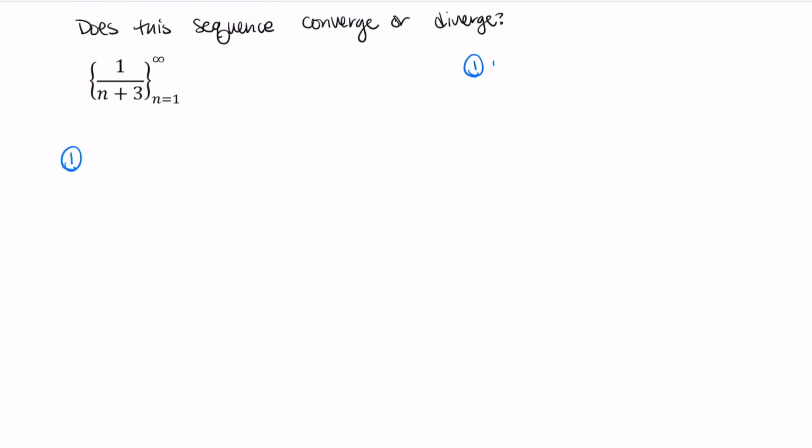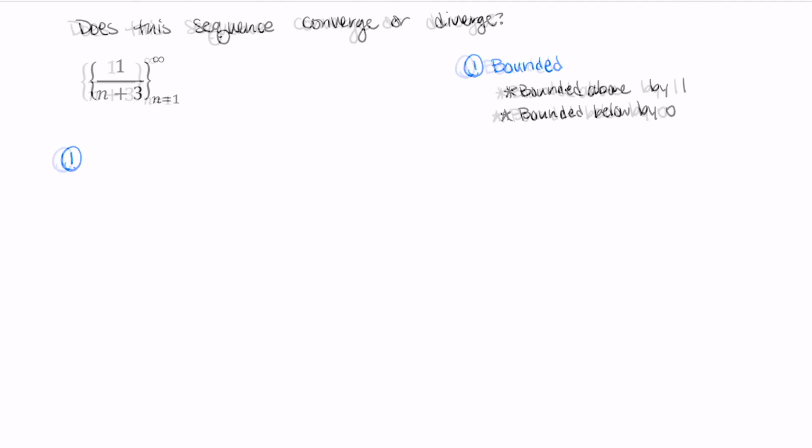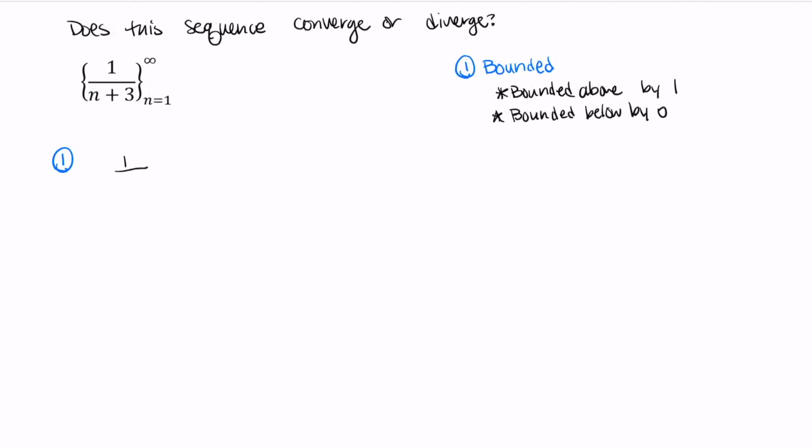All right, so the first thing we wanted to do is show that this sequence is bounded. So I'm going to show that it is bounded above by 1 and bounded below by 0. Let's begin with our sequence 1 over n plus 3 and consider 1 over n. Which one of these is larger? Is this one larger or is this one larger? Ask yourself about fractions you know.